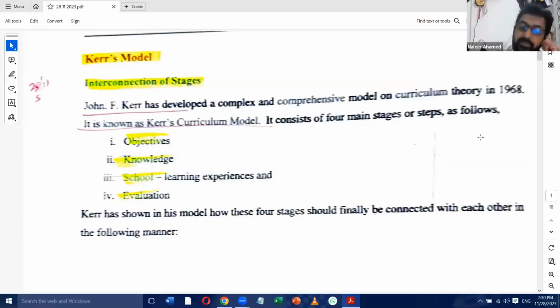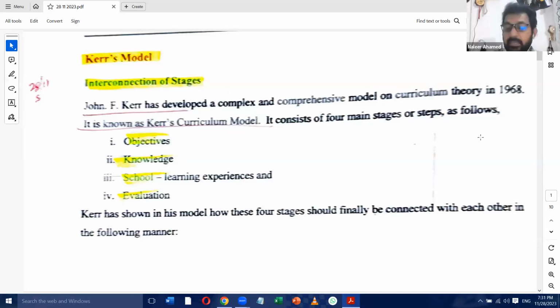We saw four questions: the objectives, selecting the learning experiences, and organizing them. What are the educational aims to be attained through the school? How can learning experiences, which may be useful in attaining these objectives, be selected? Then how can these learning experiences be organized? And then how can the effectiveness of learning be evaluated? These are the elements of Taylor's model.